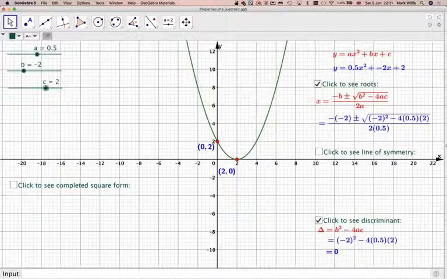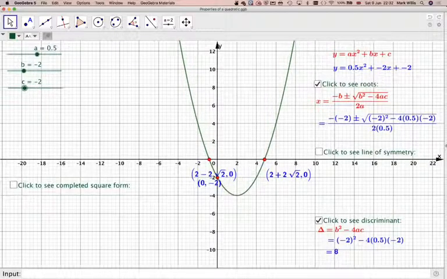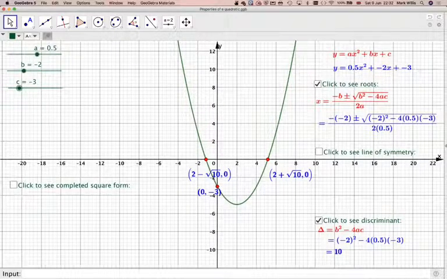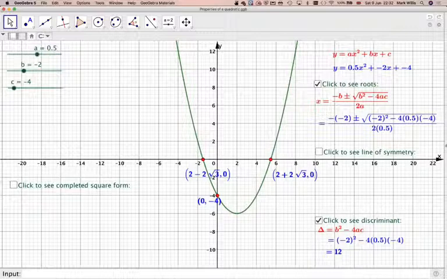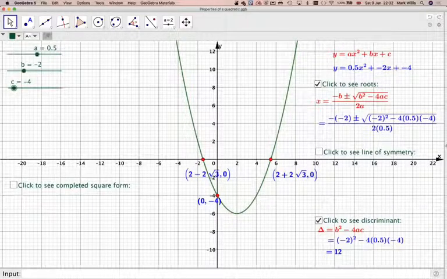As soon as I move it lower, again we get 2 roots. So here we got 2 minus root 2 and 2 plus root 2. So this is going to be minus root 2 this distance here, and this distance is going to be plus root 2 here. And this is how it sort of works. Okay, so this shows me a little bit about the roots.